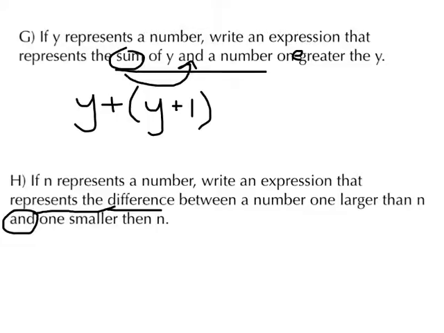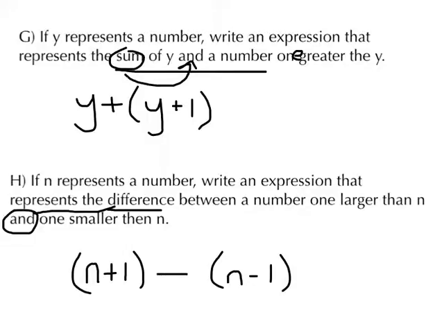So let's figure out the first thing. Number 1 larger than n. How do I write that? Well, a number plus 1, and 1 smaller than n. So n minus 1. Those give me my two numbers. Now I'm looking for the difference between those, so I want to put a subtraction sign. Difference means minus.